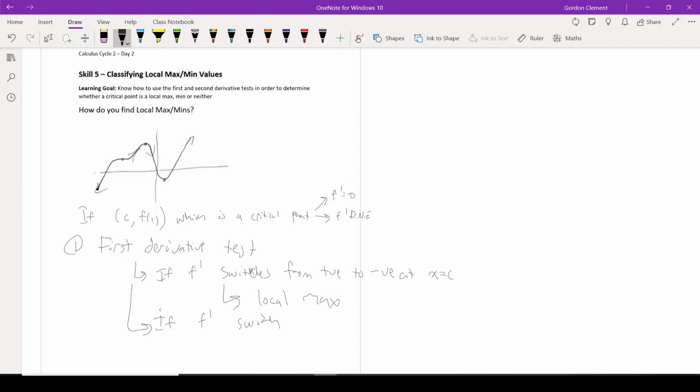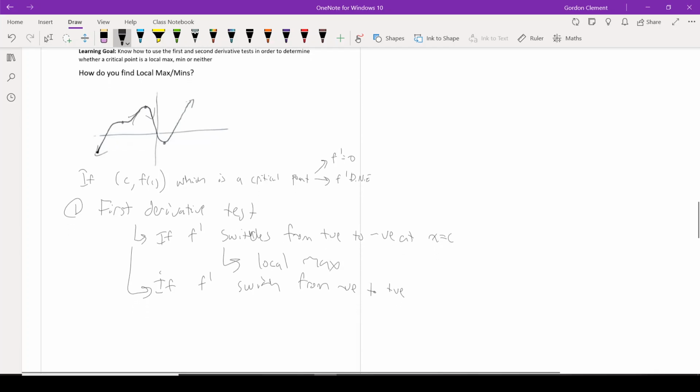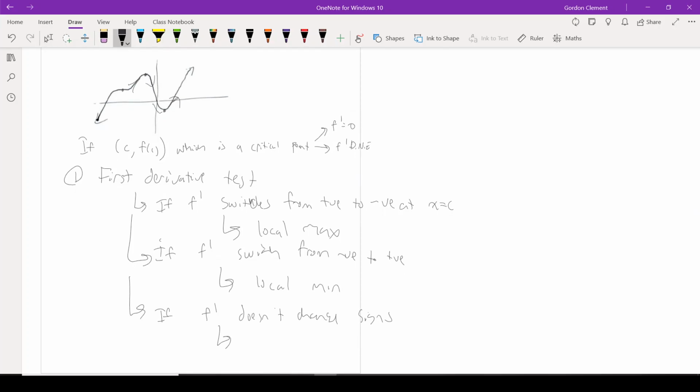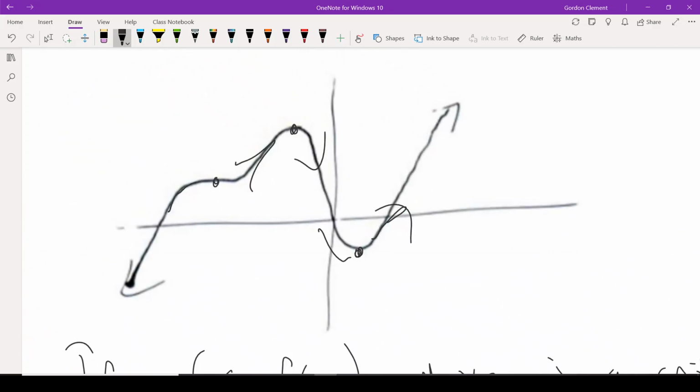If it does the opposite, we get a local min. So decreasing, flatten, increase in that example. There's your local min. And the other option, if f prime doesn't change signs, then we know it's neither a max or a min. And that's sort of this example. It's increasing, it flattens, but then it keeps increasing after it flattens, so that's none of the above.